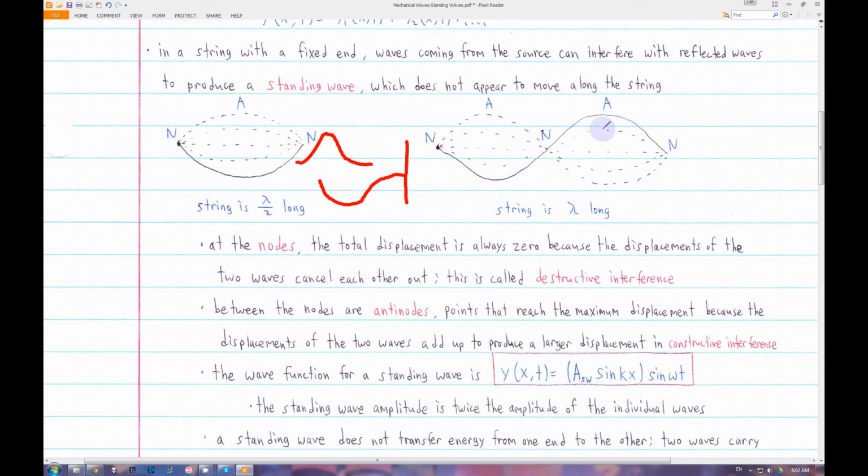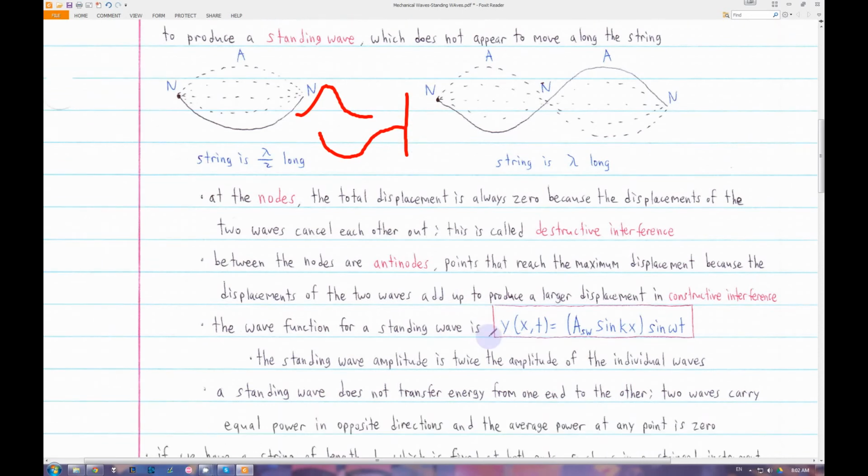And these points where the displacement reaches a maximum are called antinodes. And at the antinodes, the two waves add up to produce an even larger displacement, which is called constructive interference. So, that would be like if the two waves both had a displacement of 4 meters, but pointing in the same direction. So when you add them, the total displacement would be 8 meters in that direction. So they add to produce an even larger displacement than either of the two individual waves.